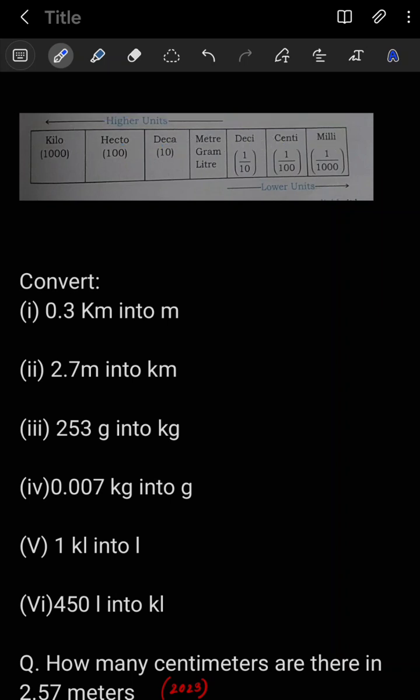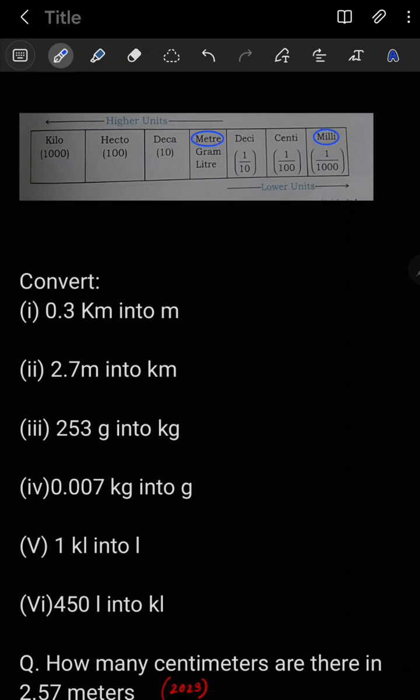Now if you are converting a small unit to a bigger unit, suppose milli is your small unit, then as compared to millimeter, meter is your bigger unit. So what is milli? Millimeter is the smaller unit as compared to meter.